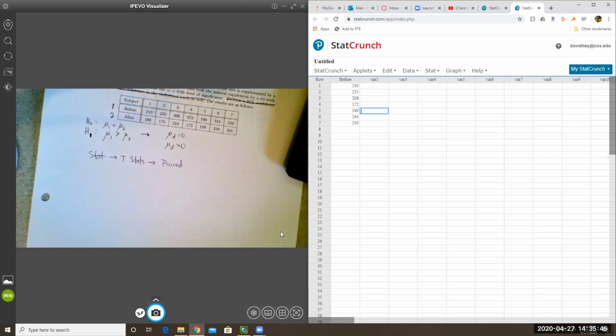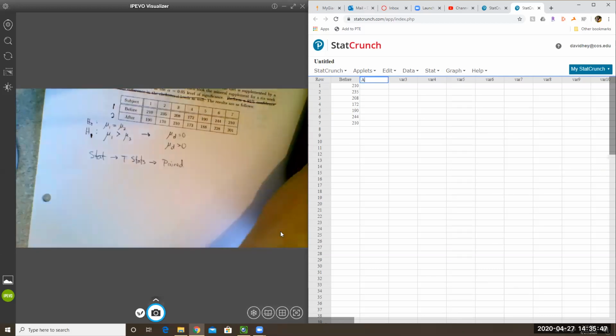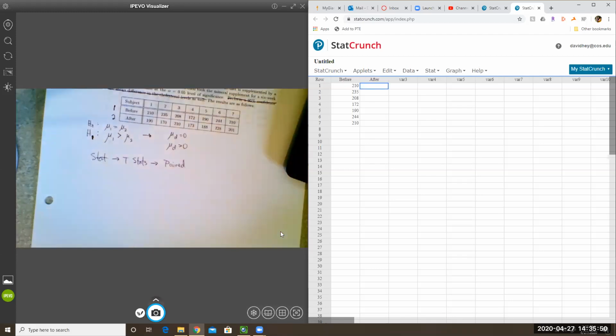And we have the after group. It's important that you get these in the right order because they're matched pairs, and so they're supposed to match up. .228 and 201. Okay.